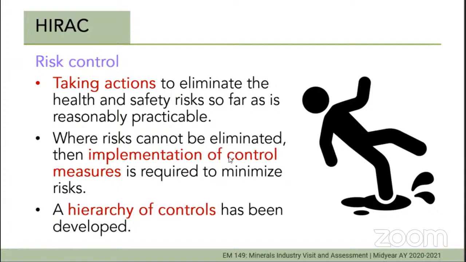So when risks cannot be eliminated, the implementation of control measures is required to minimize the risks. And we also develop a hierarchy of controls. So yan yung C na step natin. So basically, we are finished with whatever is enumerated in HIRAC. But we actually have this step that comes after the risk control.